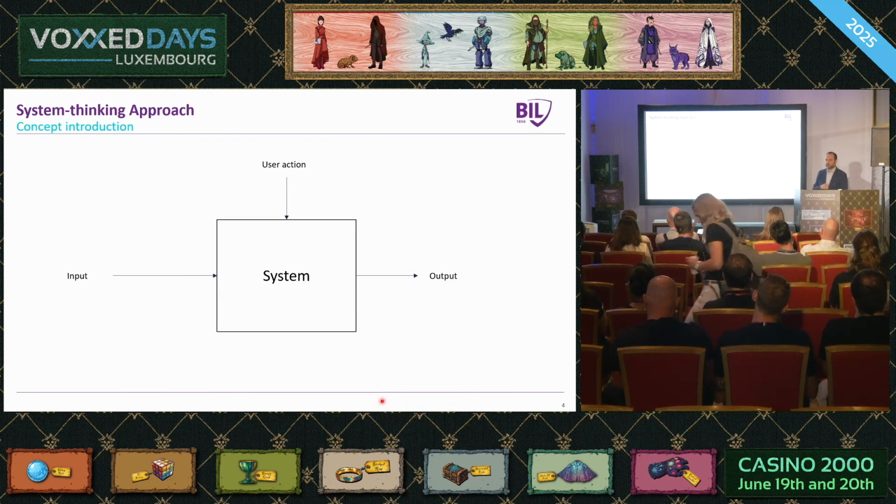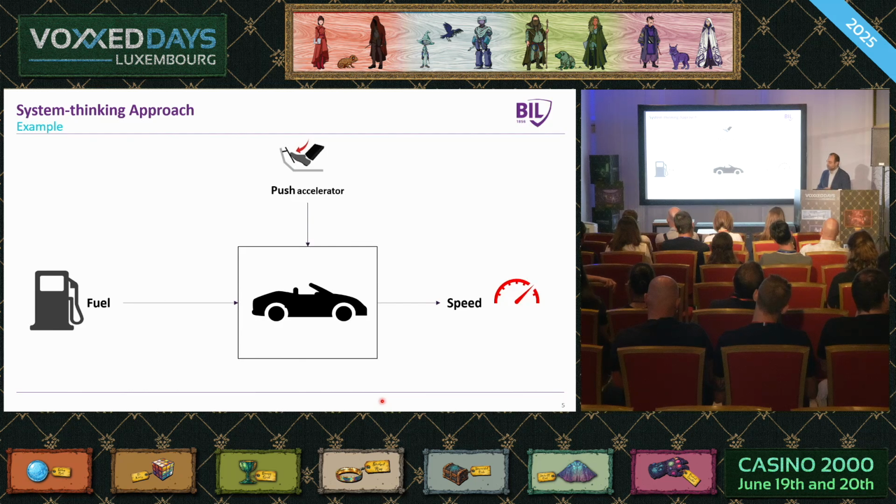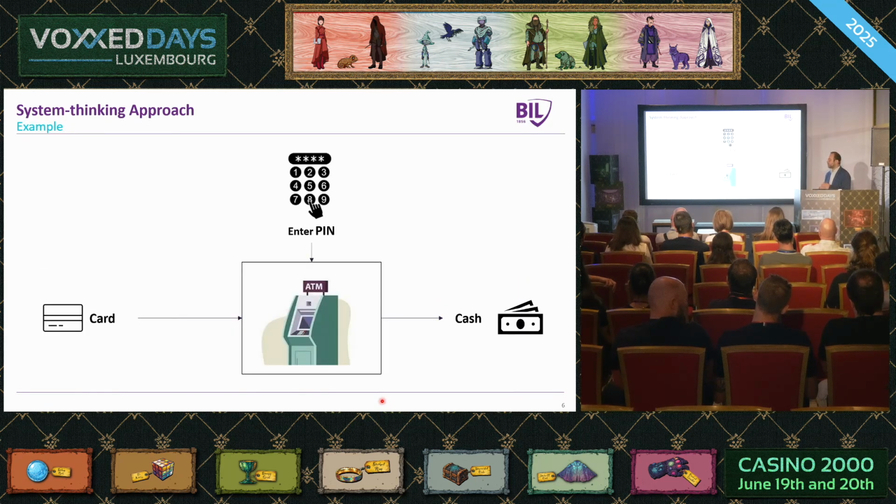Every object in the world, every software, could be simplified as this box. There is an input, there is a user action, and there is an output. The system itself is like a black box. There is no magic. I can give you some examples. If you have a car, you put in fuel, you press the accelerator, and you have speed. Because we're in Luxembourg, this one is more common: you put the card in the ATM, you enter your PIN, and then you get cash.